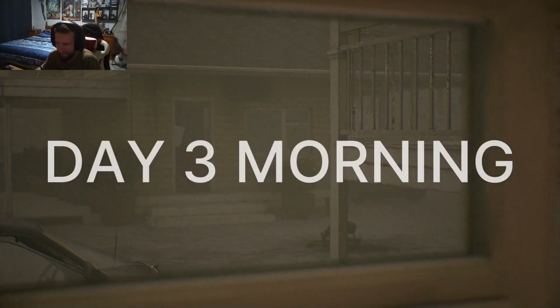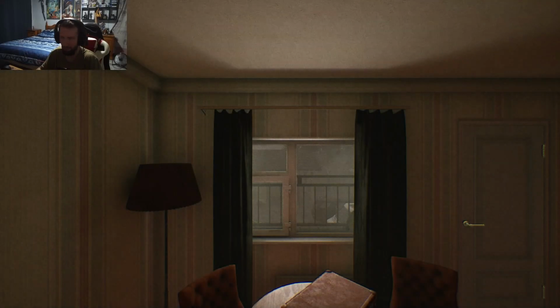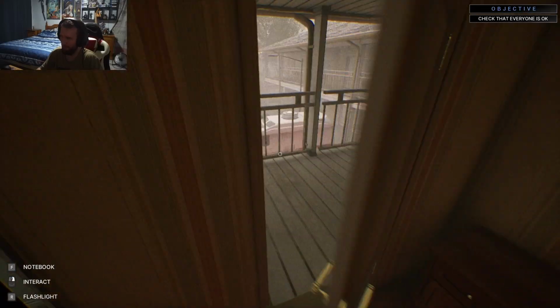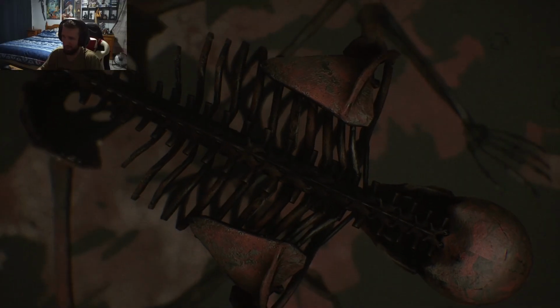What the hell is that now? Day 3, morning. What is that over there? That looks like a fucking corpse. What the? What is going on? Check that everyone is okay. Bro, how is everything okay? What is this? This is Marcos, now that's been taken from the office and placed outside. He's got like no skin on it. This is bone. What the?